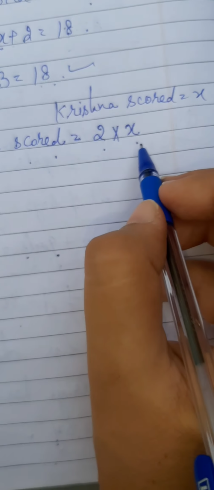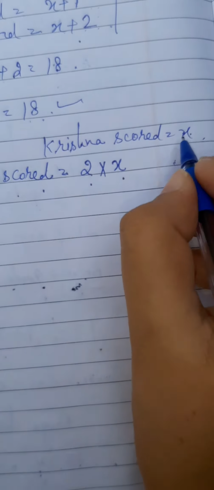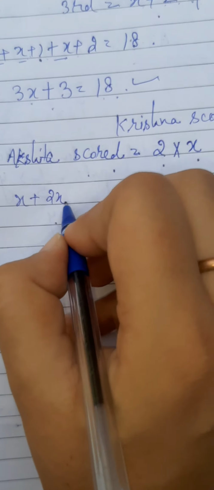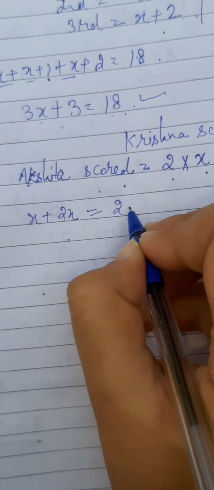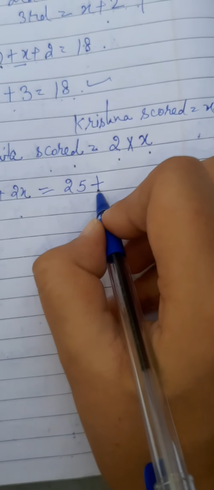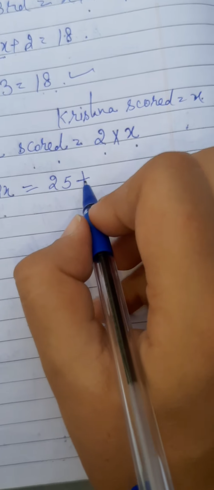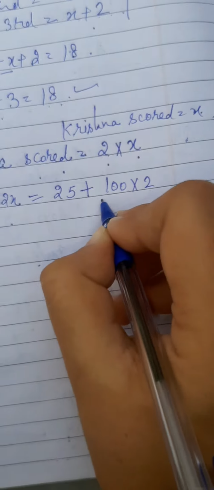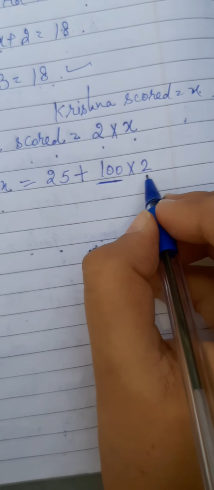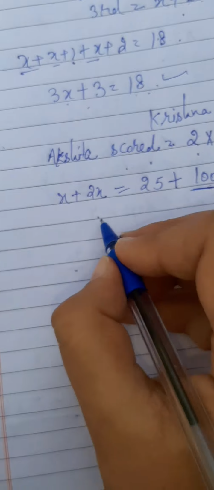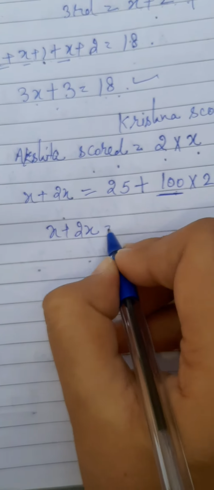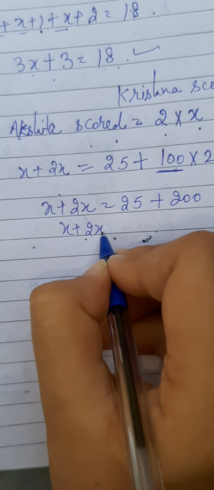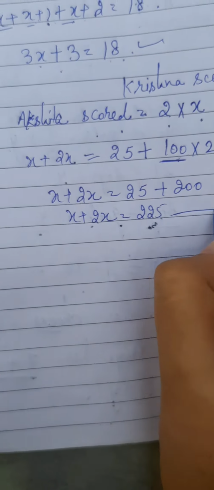Now sum of their scores, the sum of both scores, means x plus 2x, is 25 more than double century, means plus double century. In 1 century 100 are there, so double of century means 100 multiplied by 2. So the equation will be x plus 2x is equal to 25 plus 200. Now x plus 2x is equal to 225. So this is the answer.